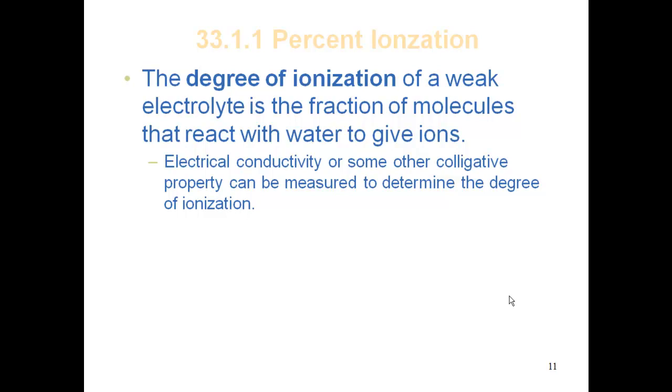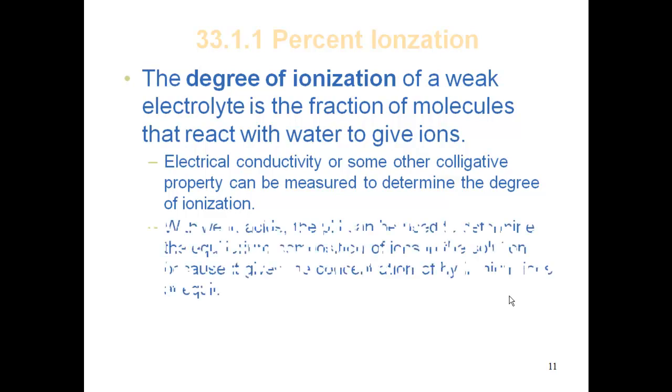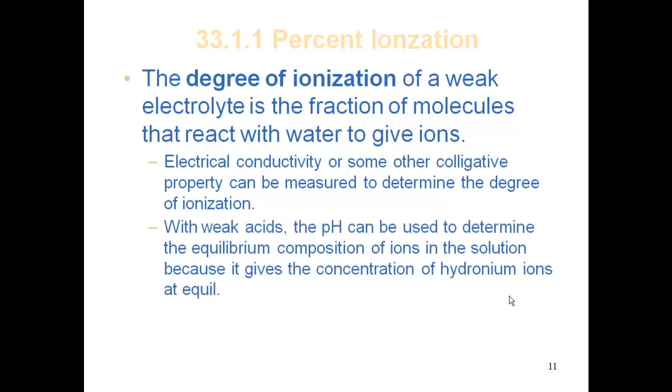However, when we're dealing with weak acids, it's fairly easy to do, because all we have to do is measure the pH. With weak acids, the pH can be used to determine the equilibrium composition of the ions in the solution because it directly gives the concentration of hydronium ions at equilibrium. So, if I can measure the pH of a solution, I can determine how much hydronium ion is present, which then indirectly tells me how much it ionizes.